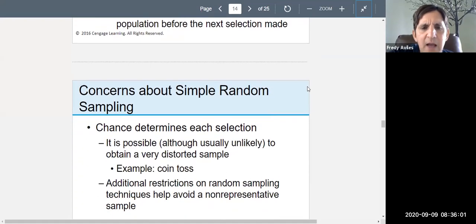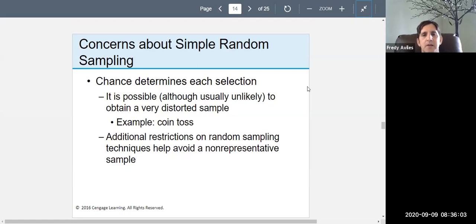Now, there are concerns with simple random sampling. One problem is that chance determines each selection. It's possible, although unlikely, to still obtain a distorted sample. You can still get a biased sample. An example would be a coin toss. It's supposed to be 50-50, but you can toss that coin 100 times and get 60 heads and 40 tails, which is biased. It's not supposed to be like that. It's supposed to be pretty close to 50-50. But like with a sample, when you have a population of 1 million people, and each person has a 1 in a million chance of being selected, at least for the first one.